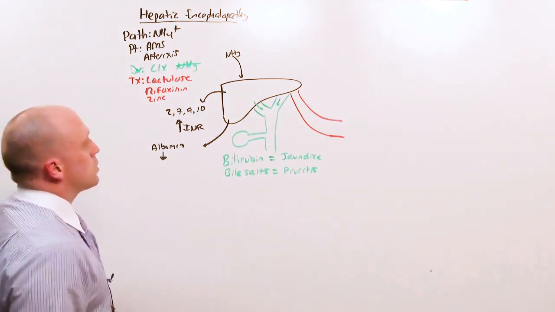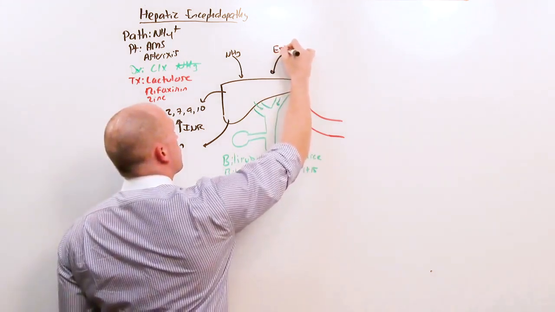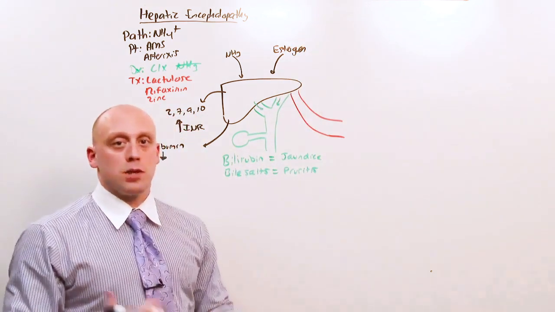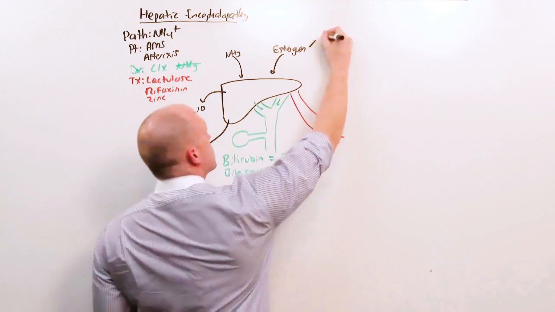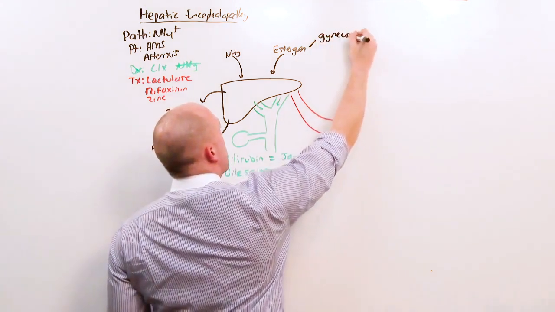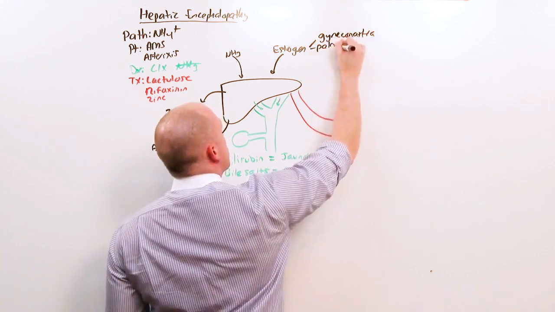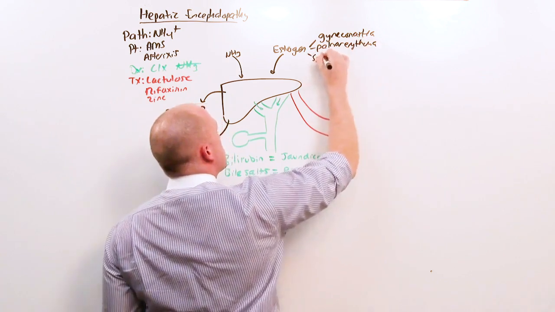The liver also is going to metabolize estrogen. And it's the metabolism of estrogen that happens to give the cirrhotics their appearance. If you have excess estrogen, you're going to end up with things like gynecomastia, palmar erythema, and spider angiomata.